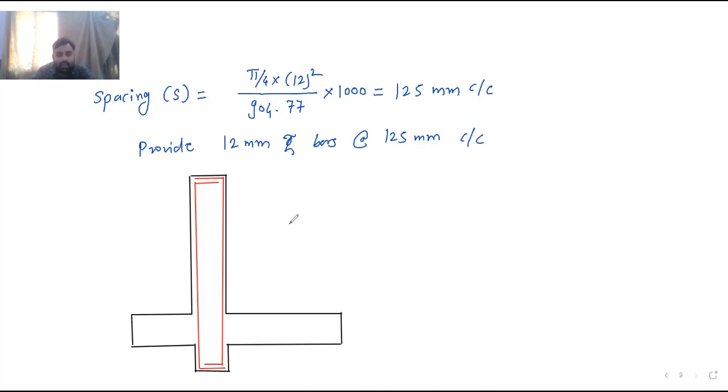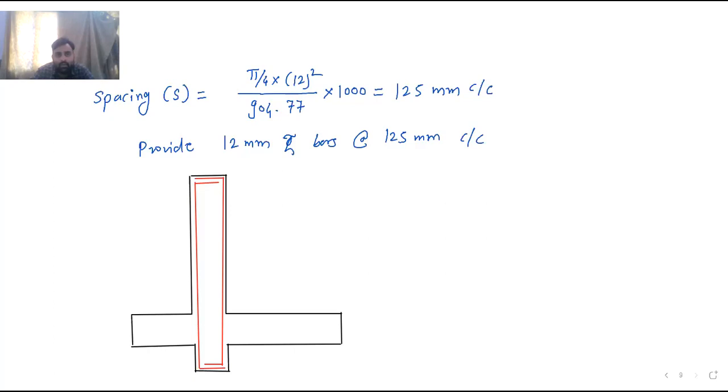What was the main steel reinforcement of the stem? We have already designed the stem. Let me know the main steel reinforcement of the stem.